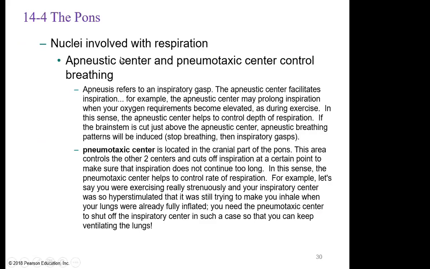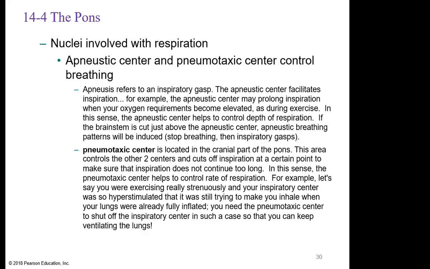I just want to show you this really quickly because we talked about breathing and being alive. Within the pons, you have these two different centers. You have an apneustic center and a pneumotaxic center to help you with regulating your breathing. There's two different centers because they do two different things. This one is going to help facilitate inspiration, okay? This one is going to cut off inspiration at a certain point to make sure that it doesn't continue too long. This is why you cannot take a breath in and just continue to breathe in forever. There is going to be a limitation to this.